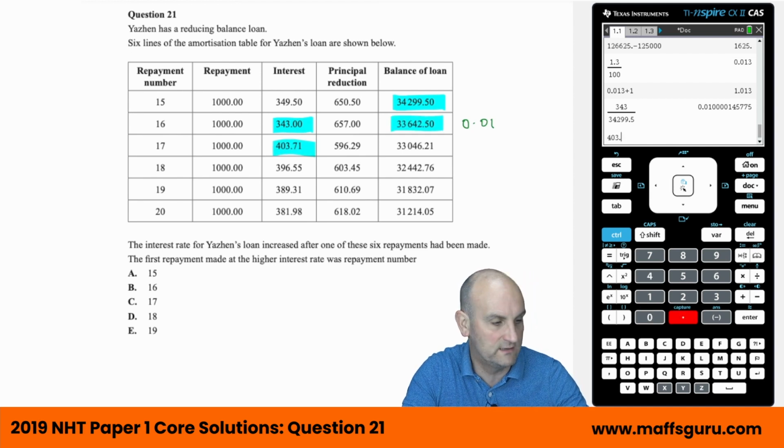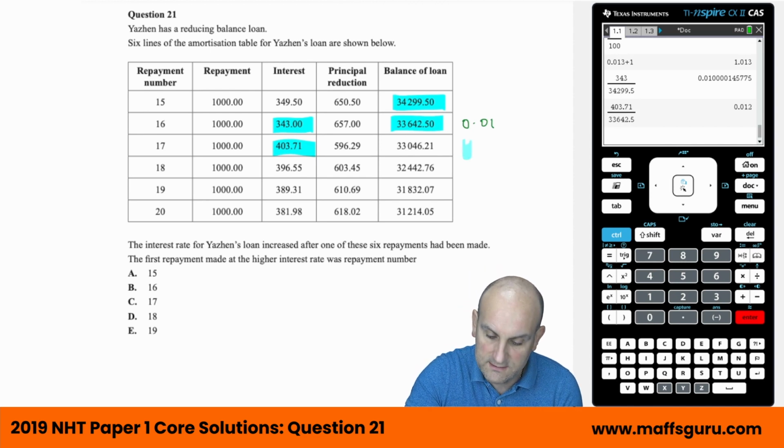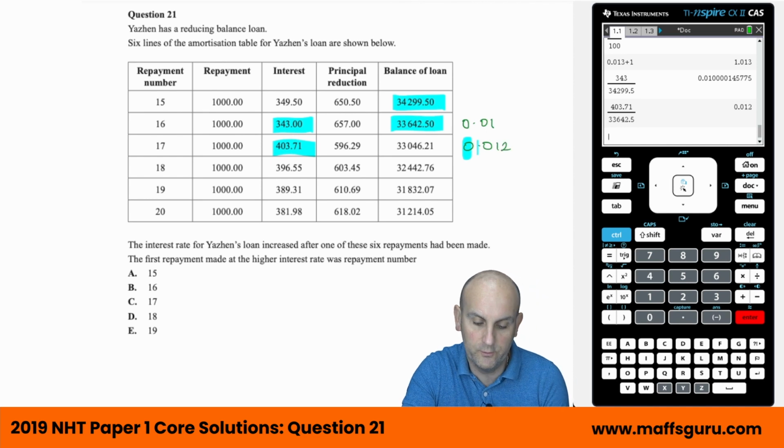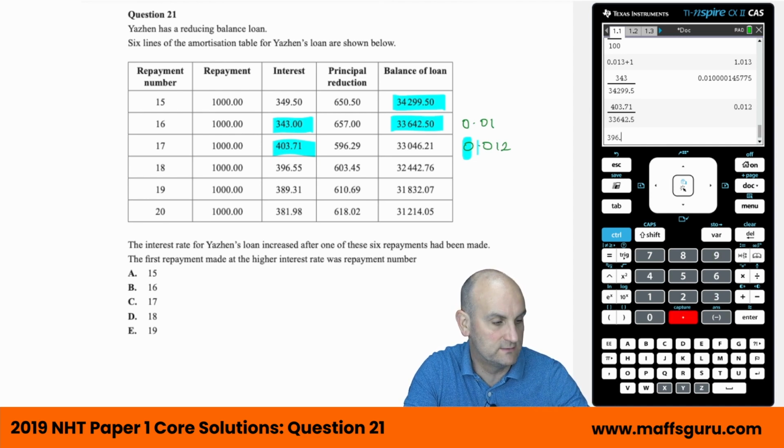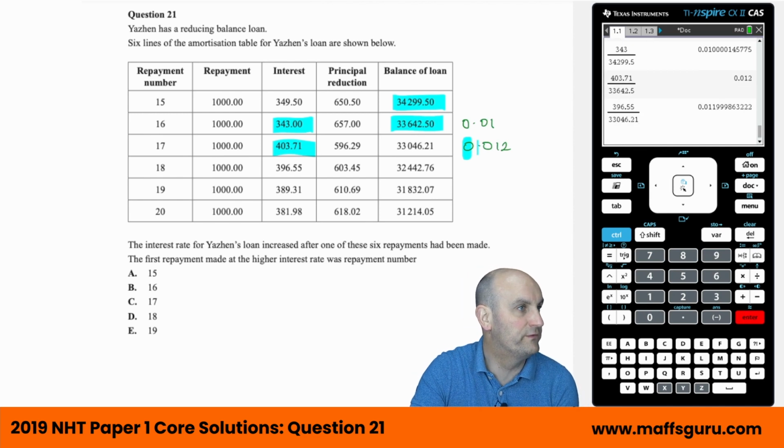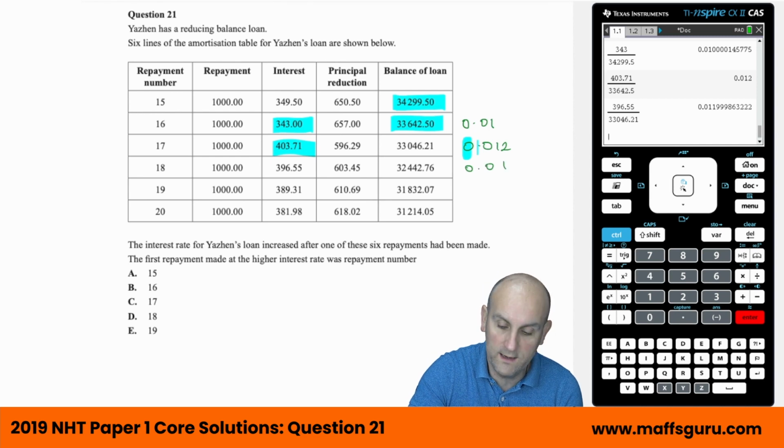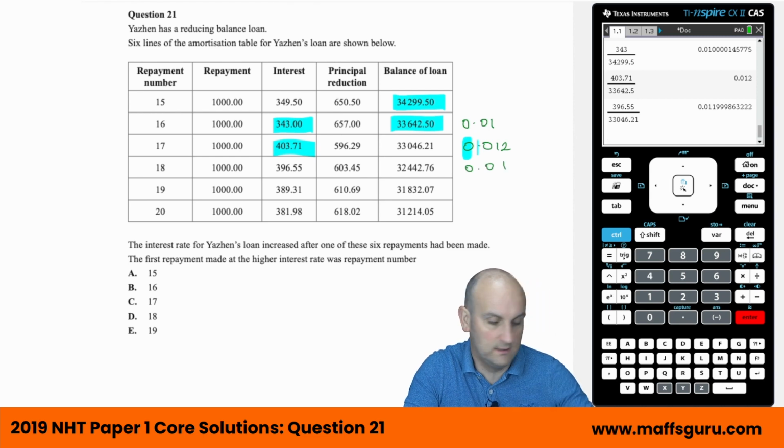So 403.71 divided by 33642.50. That is going to be 0.012. Interesting. Our interest again is going to be, so taking the next ones, $396.55 divided by 33046.21 gives me 0.01 again. Let's take the next one.